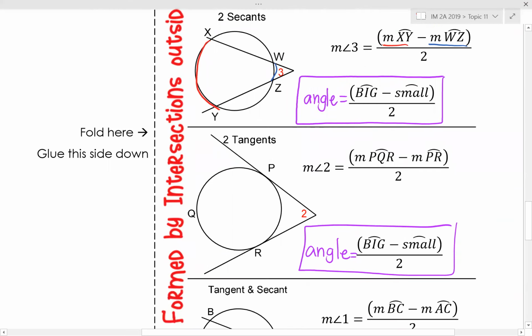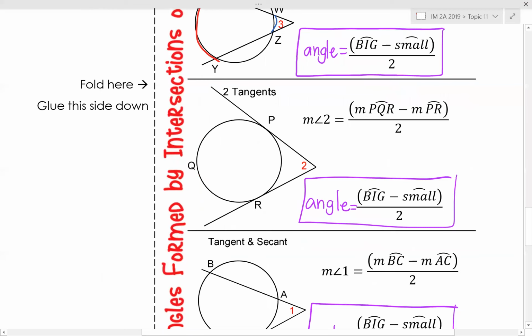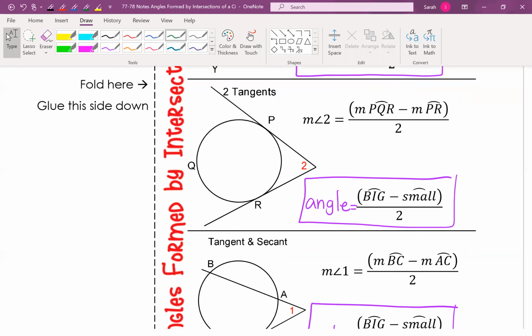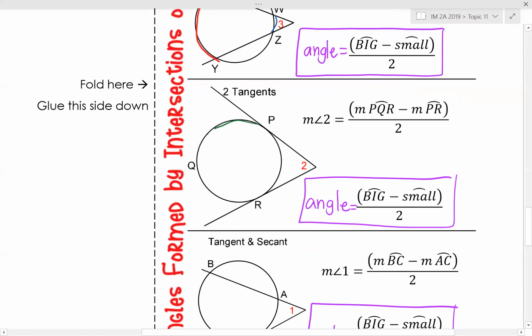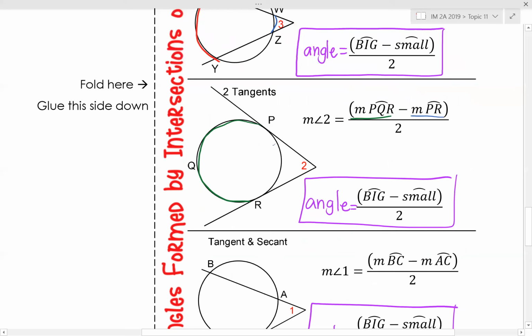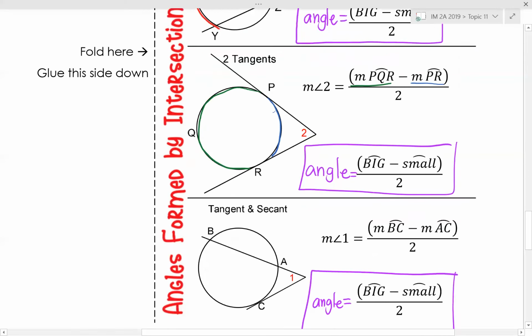If I have two tangents, so two lines that only intersect the circle once, it's the same idea. So we're doing the big arc, which is the arc from P through Q to R, minus the arc just from P to R, the shortest distance. So the large arc minus the small arc divided by 2.